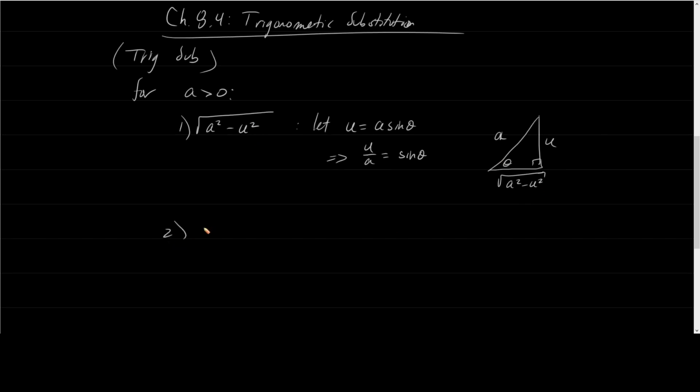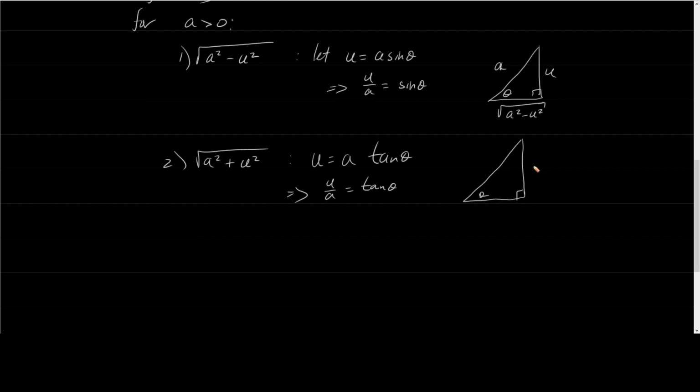And notice here that the square root of a squared minus u squared showed up in our triangle. If we got the square root of a squared plus u squared somewhere, what we're going to do there is we're going to let u be equal to a tan theta. Notice that this implies that u over a is equal to tan theta, which then implies the triangle as such. We have tangent is opposite over adjacent, so this is the opposite, this is the adjacent, and then the hypotenuse will be the square root of a squared plus u squared.